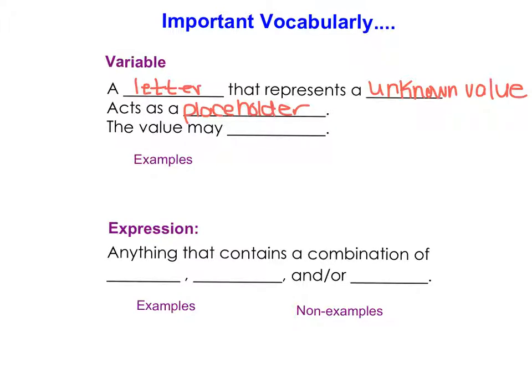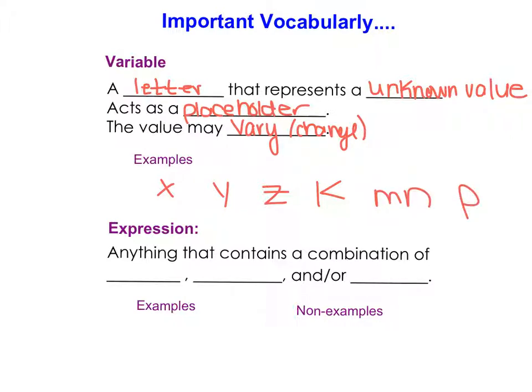The last key piece here that we'll see as we work with more complicated equations in the future, or when we solve equations that contain two variables, is that the values of a variable may vary or change. Hence the name variable. And an example of a variable can be literally any letter. So X, Y, Z, K, M, N, P, you name it. I probably suggest avoiding T and O because they look like 0 and a plus sign, but you can use those as variables as well as long as you're careful with how you denote them.